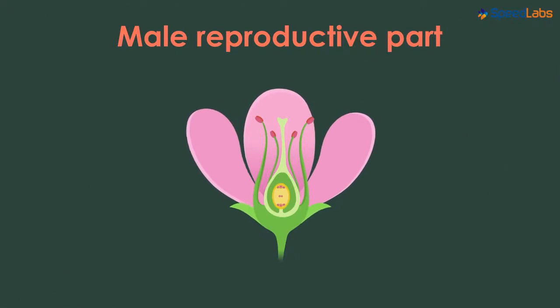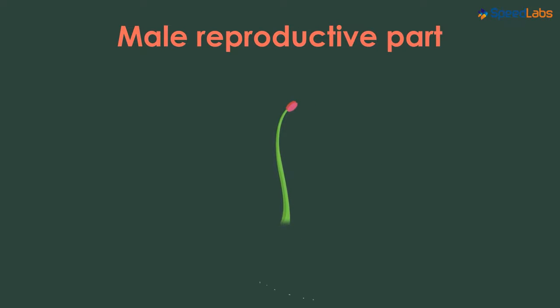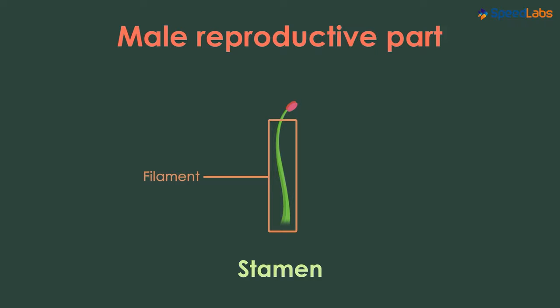Now let's have a look at the male reproductive part. What is it called? It is the stamen. This part of the flower consists of 2 major sections. This slender section is called the filament and this bag on top is called the anther. The filament helps in holding this bag firmly.